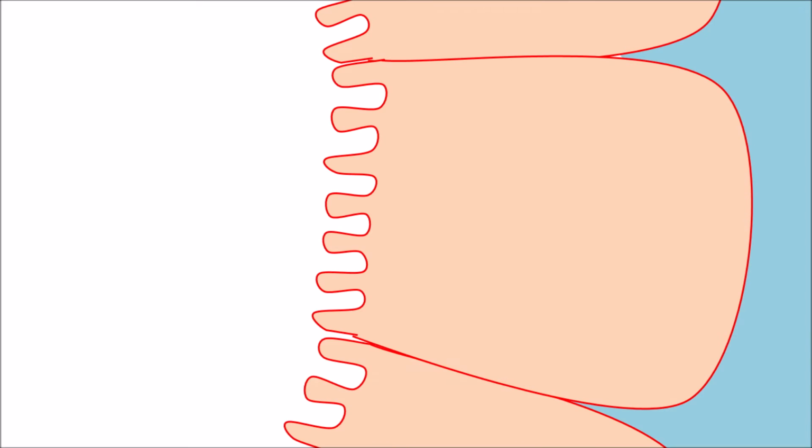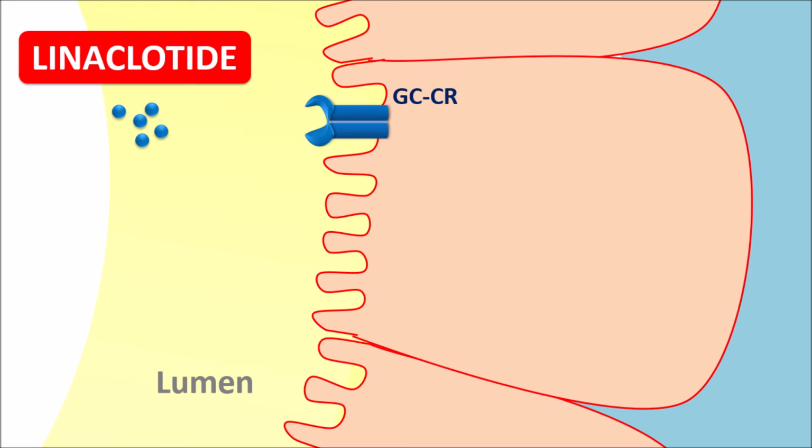So this is the colon and this is the lumen. Now on the colon membrane, GCC receptors are located. These are the guanylate cyclase C receptors. Now these receptors are targeted by linaclotide. Linaclotide can bind to these GCC receptors as an agonist. When these receptors are activated, they can convert GTP into cyclic GMP, so cyclic GMP levels are elevated within the membrane.